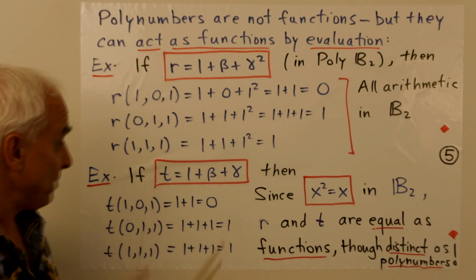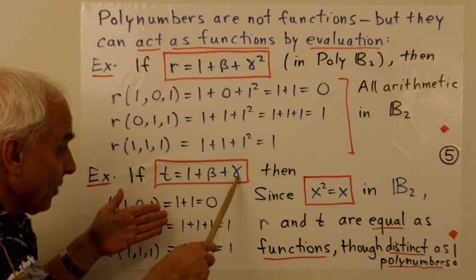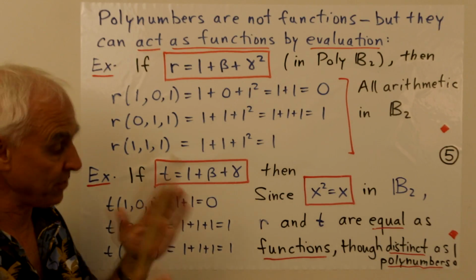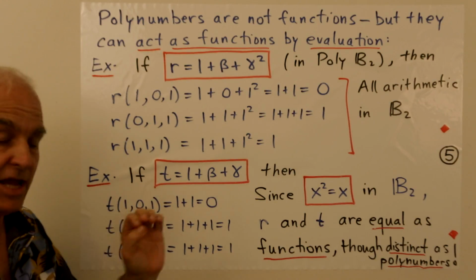They're distinct as polynumbers because they're just not the same lists. The one here is in a different spot to the one here. It's in a different place. So they're different polynumbers. But as functions, they are equal.